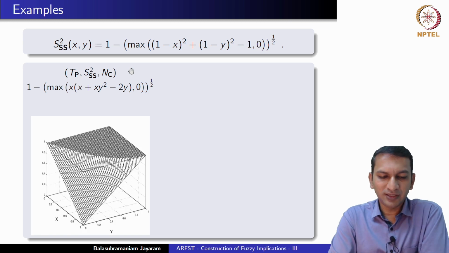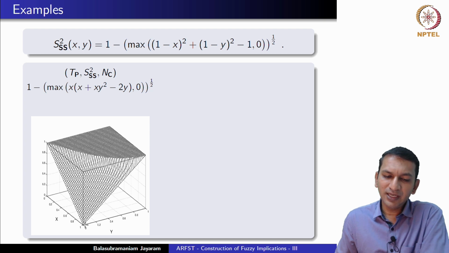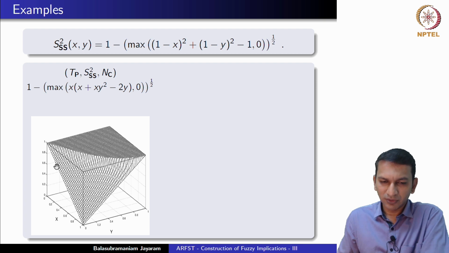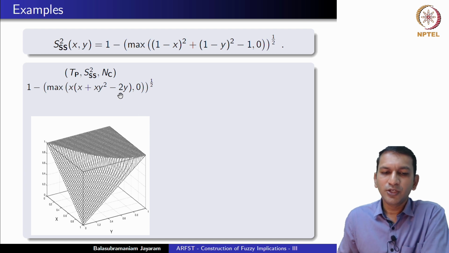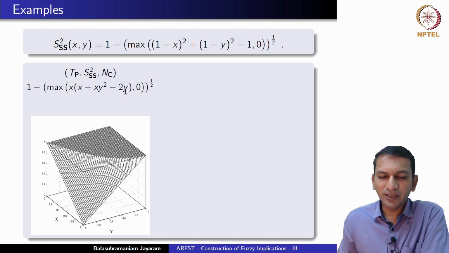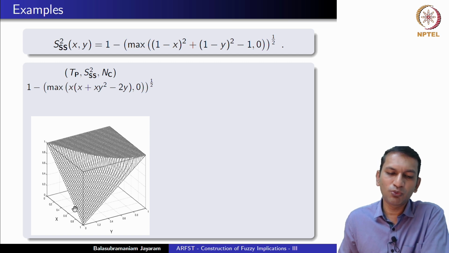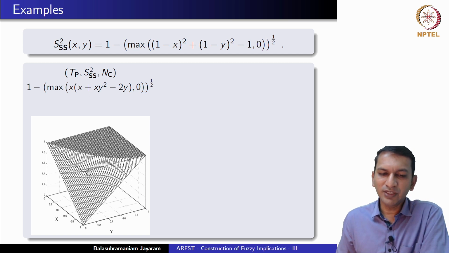The graph of it looks like this. As you can see, it has the neutrality property. Its natural negation is 1 minus x. It also has the identity property. So if you put y equal to 0 here, then what we get is the square root of 1 minus x squared, so you will get 1 minus x, which is the natural negation of this fuzzy implication.